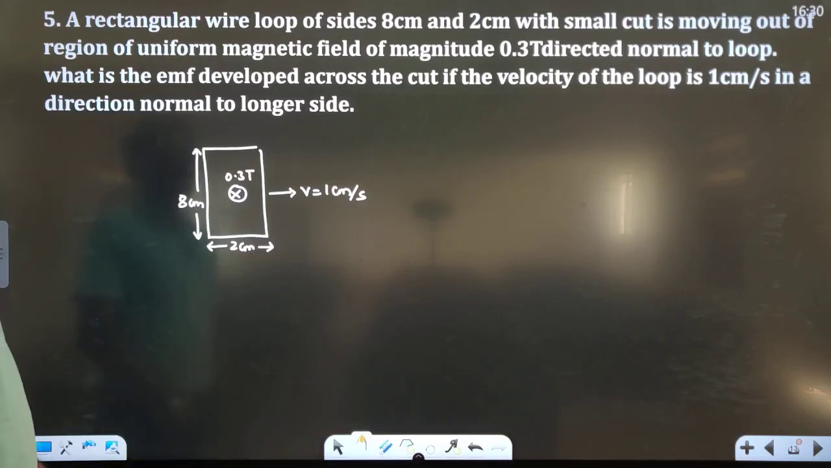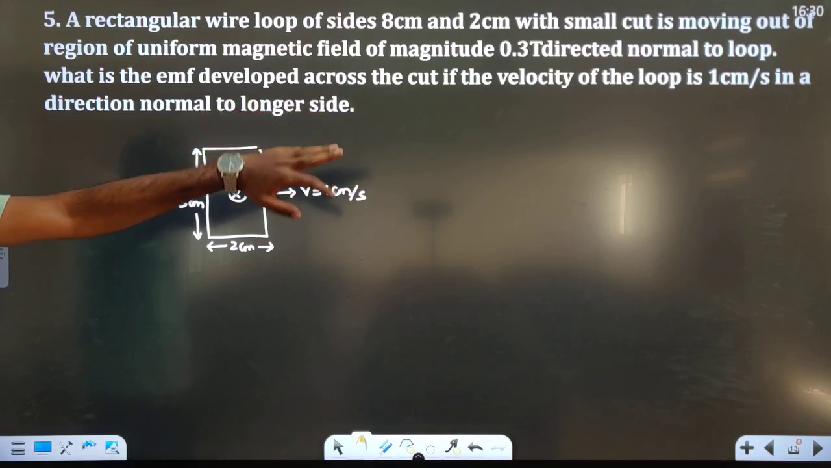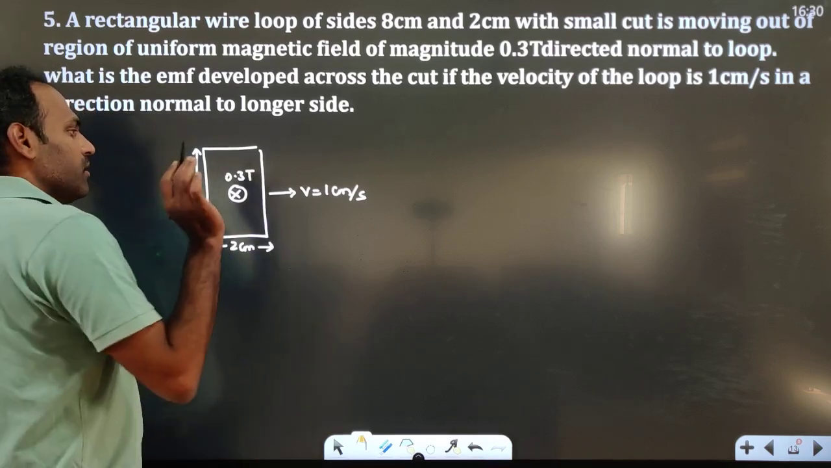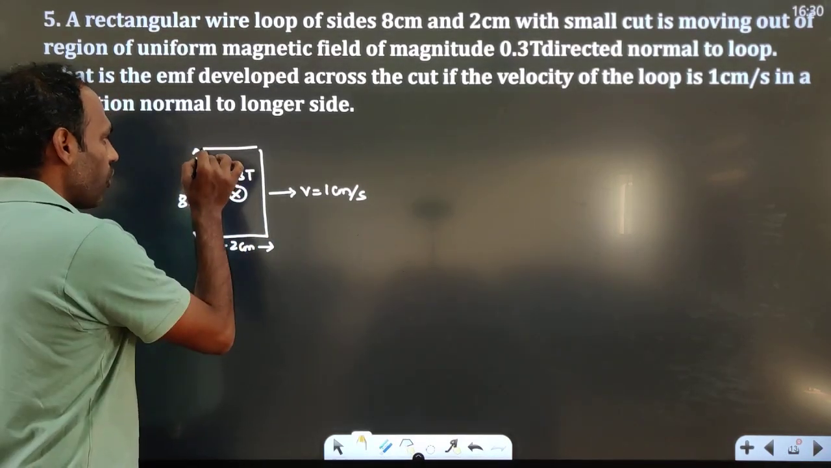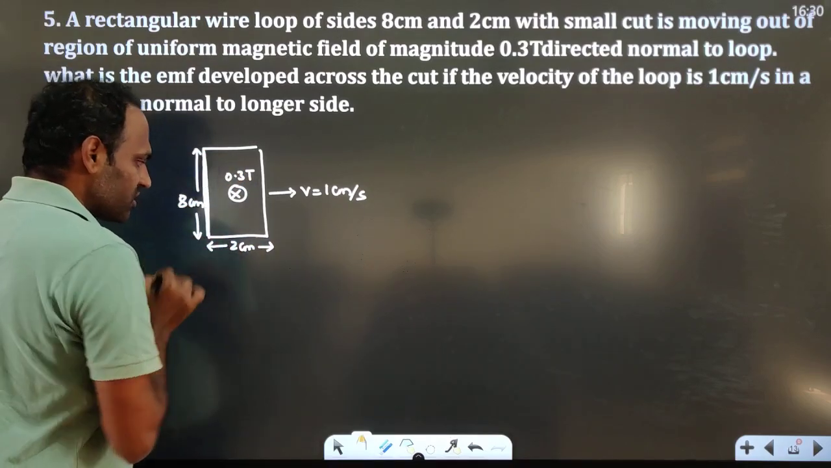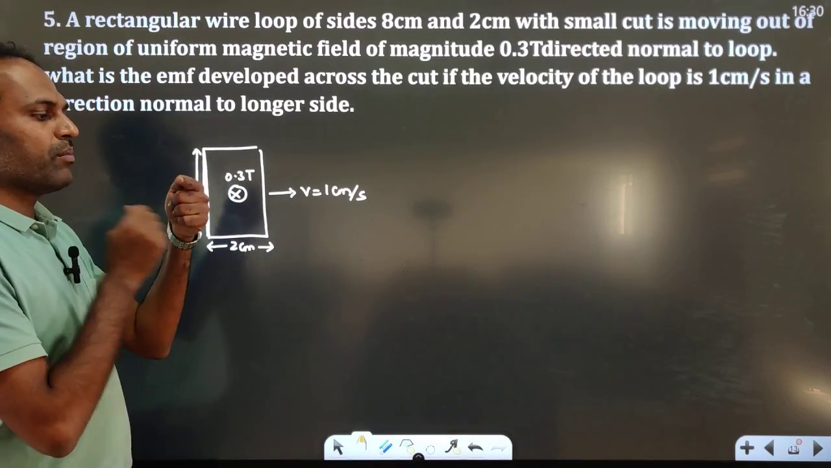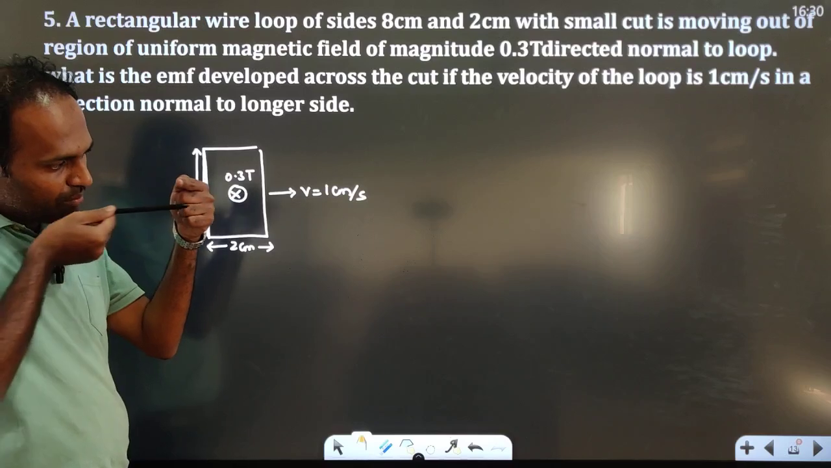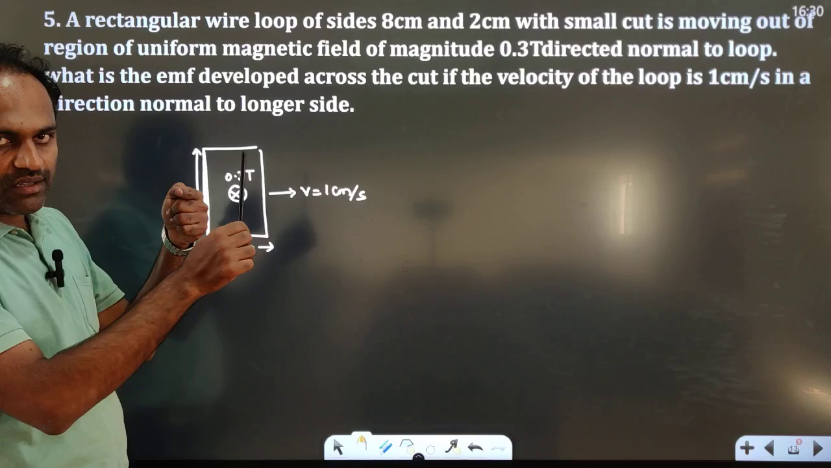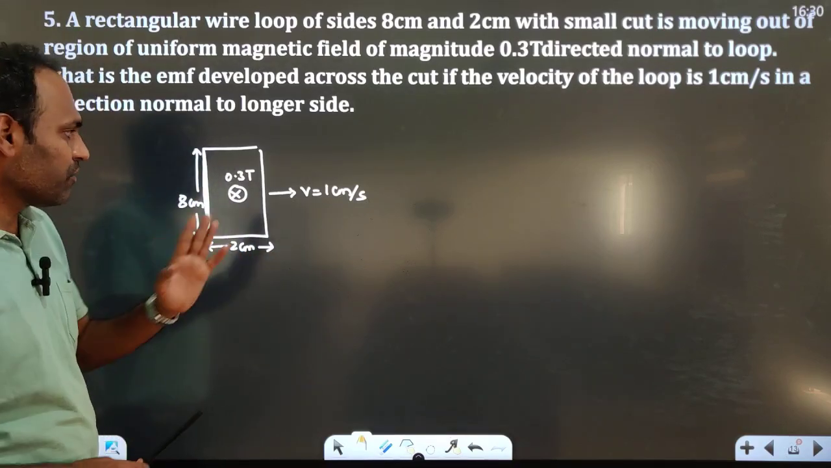We have to calculate what? We have to calculate EMF developed across the cut if the velocity of the loop is 1 cm per second in a direction normal to the longer side. So here, see, EMF will be induced in the longer side of the coil, right? Not in the shorter side of the coil. Why? Because the longer side of the coil will cut the magnetic field perpendicularly. The shorter side does not cut the magnetic field perpendicularly, right? Only in that side of the coil which cuts the magnetic field perpendicularly will the EMF get induced, right? What is that EMF called as?